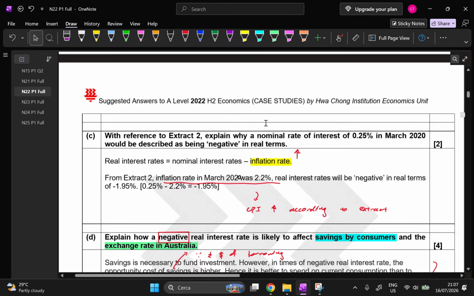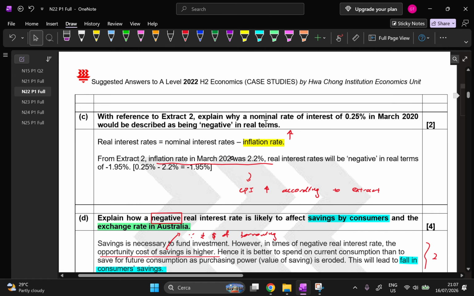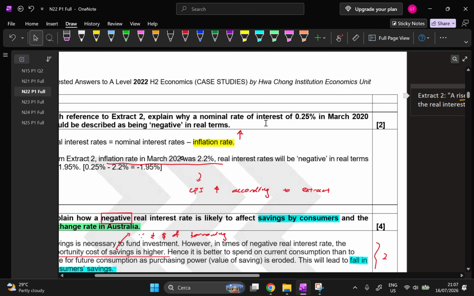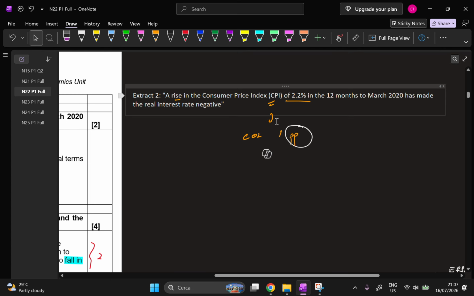inflation rate. I actually do not like how the HCI answer key says inflation rate in March 2020 was 2.2%. Because that's actually not what the extract says. If you look at what the extract says, right, the extract says rise in the consumer price index of 2.2% in the 12 months to March 2020.